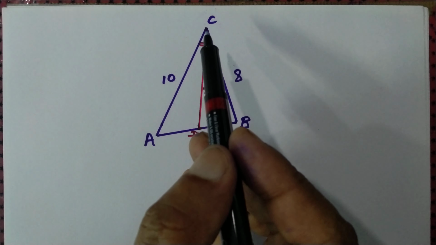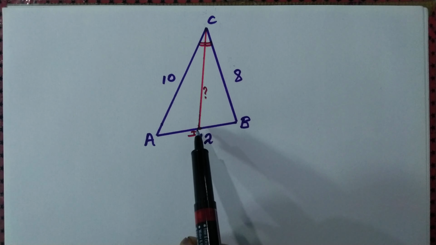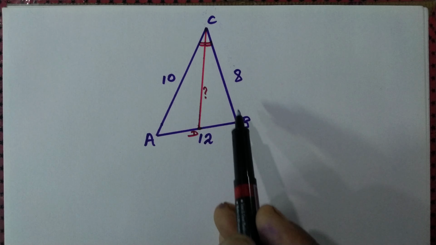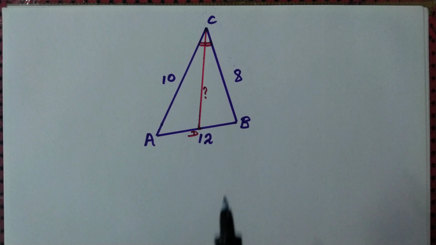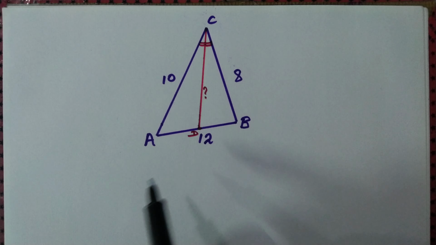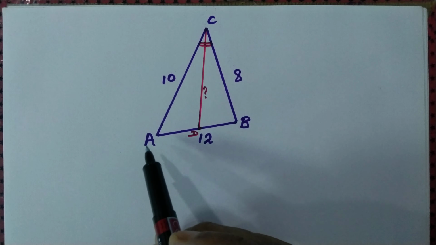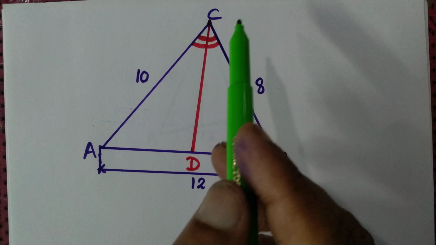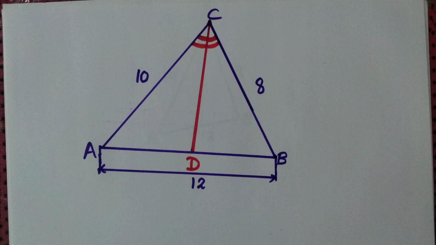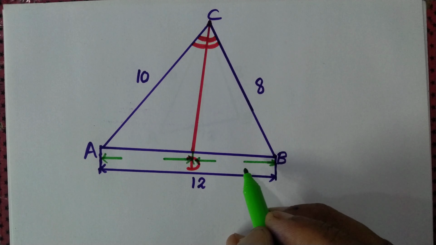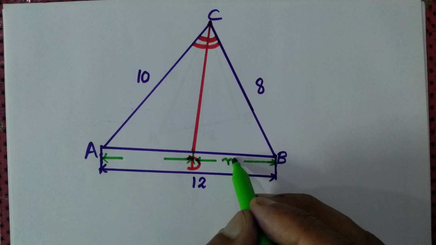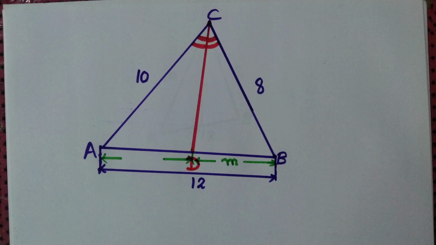Let us find the measure of angle bisector CD of a scalene triangle ABC with side AB measuring 12 unit, side BC measuring 8 unit and side CA measuring 10 unit. We draw a bigger diagram and let us assume DB to measure m unit. We do not know the length, so we assume the unknown to be m unit.